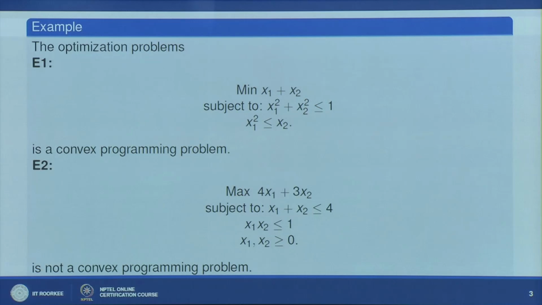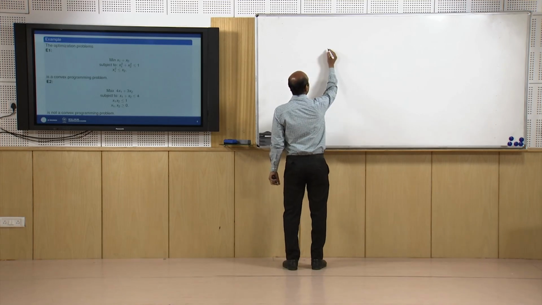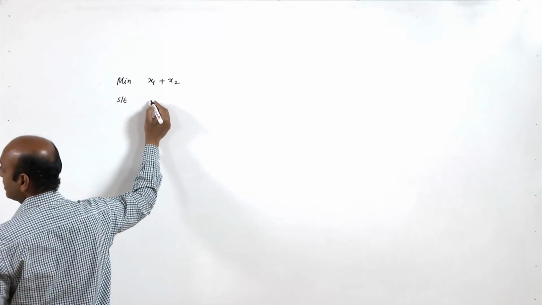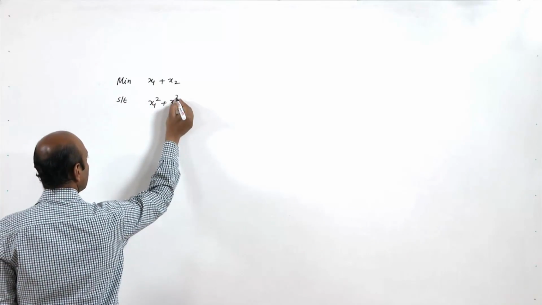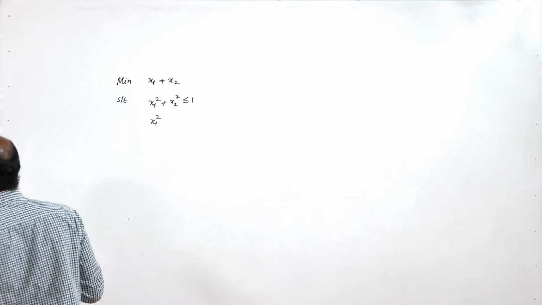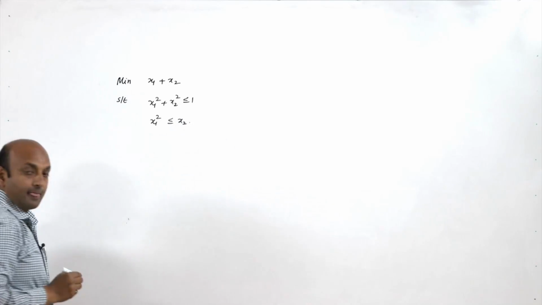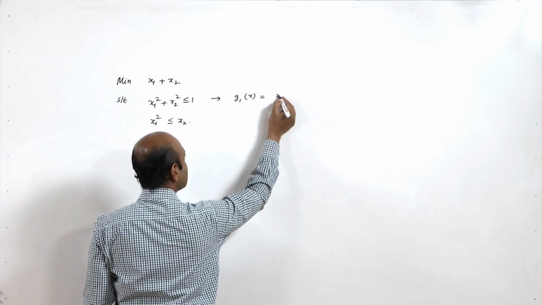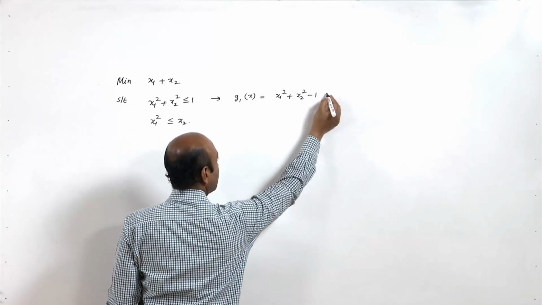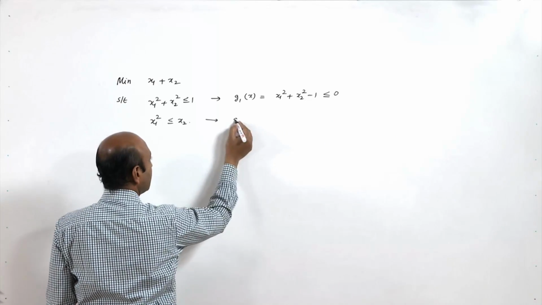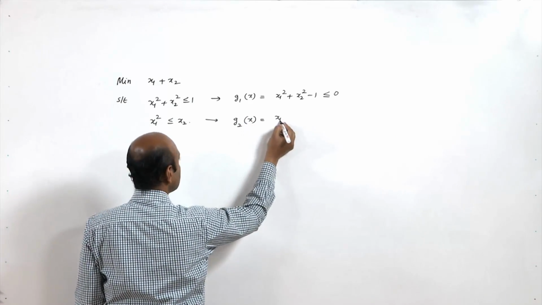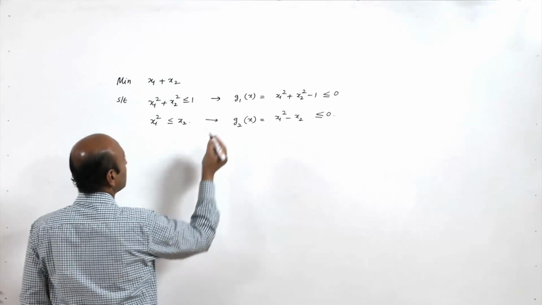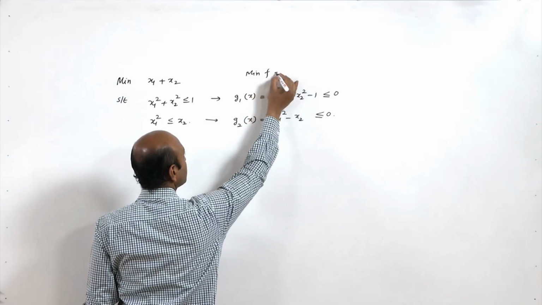Now, let us discuss a few examples of convex programming problems. The first example is minimizing x1 plus x2 subject to the first constraint x1 square plus x2 square less than or equal to 1, and the second constraint x1 square less than or equal to x2. This can be rewritten as g1(x) equals x1 square plus x2 square minus 1 less than or equal to 0, and the second constraint can be written as g2(x) equals x1 square minus x2 less than or equal to 0. And of course, the objective function is minimizing f equals x1 plus x2.